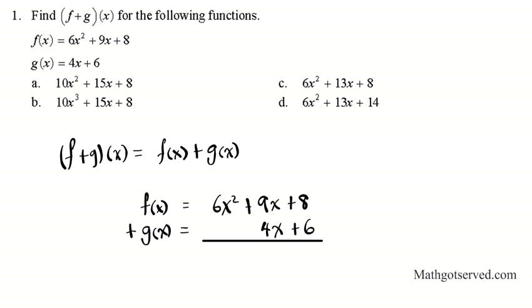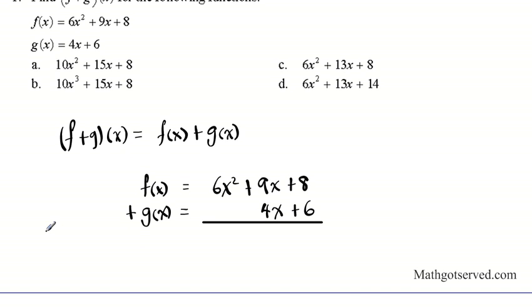Now since we're adding, we just add coefficients. Nothing happens to the degrees, okay? So for the degree 0 column, 8 plus 6 is 14. And then 9x plus 4x, you just add the coefficients, is positive 13x. And then 6x squared has nothing to add to, so it just remains the same. So the answer is 6x squared plus 13x plus 14. Answer is option letter D. Alright, let's move on to the next question.